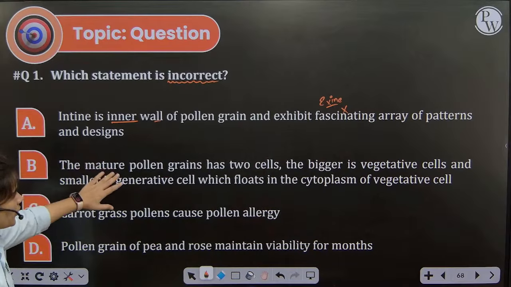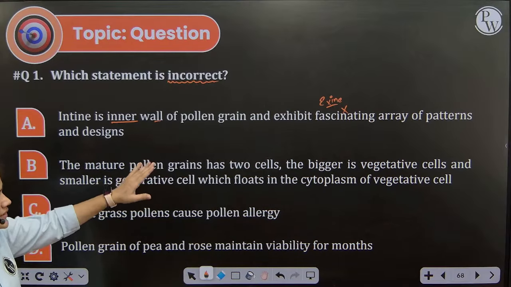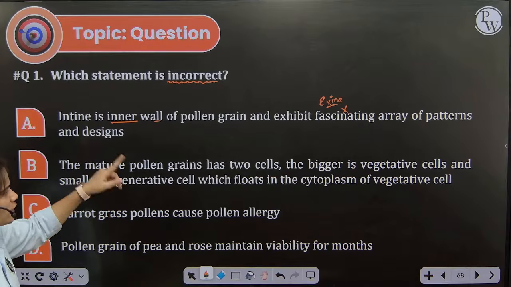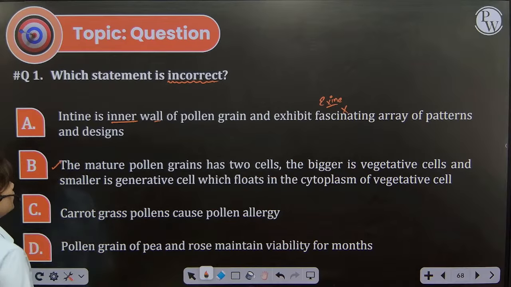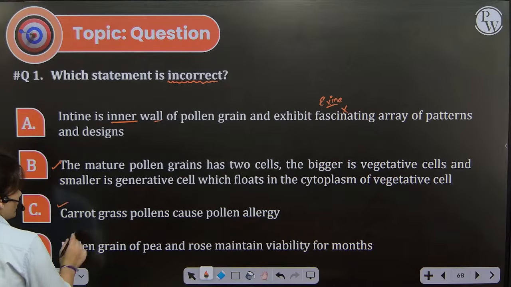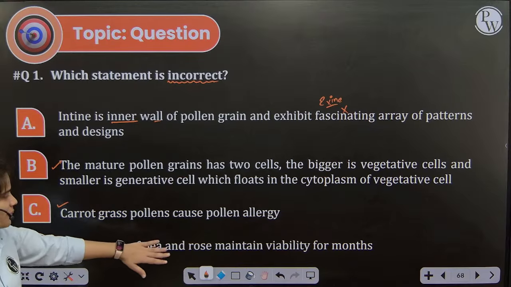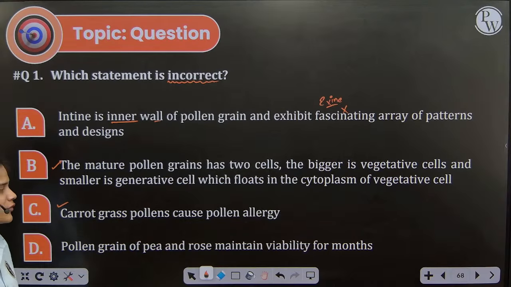The mature pollen grain has two cells. The bigger is vegetative, the smaller one is generative, which floats in the cytoplasm. This statement is true. Carrot grass causes pollen allergy. Its scientific name is Parthenium. Pollen grains of pea and rose maintain their viability for months. Yes.